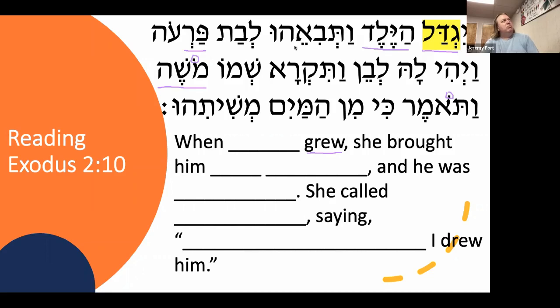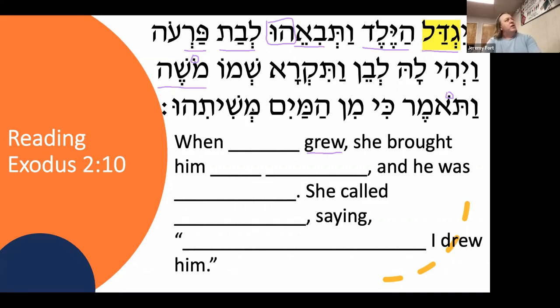Then she did something. She brought him. This is the verb form of pronominal suffixes that we'll learn, but don't worry about that right now. She brought him. Who did she bring him to? The daughter, Bat. How do you remember Bat is a daughter? Just think of Bathsheba. Bat Sheva. Daughter of Sheba. To the daughter of the cow god, Paro.